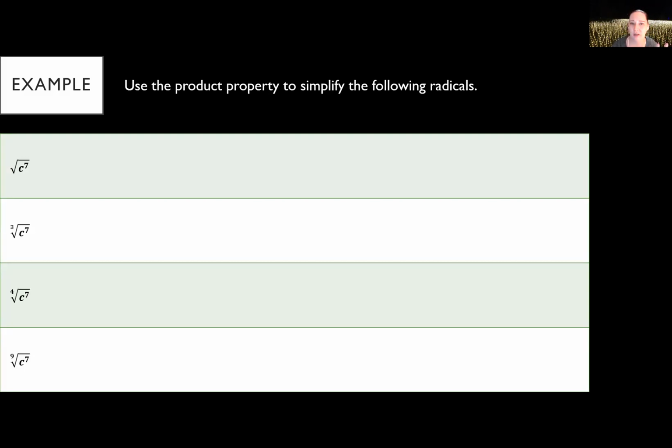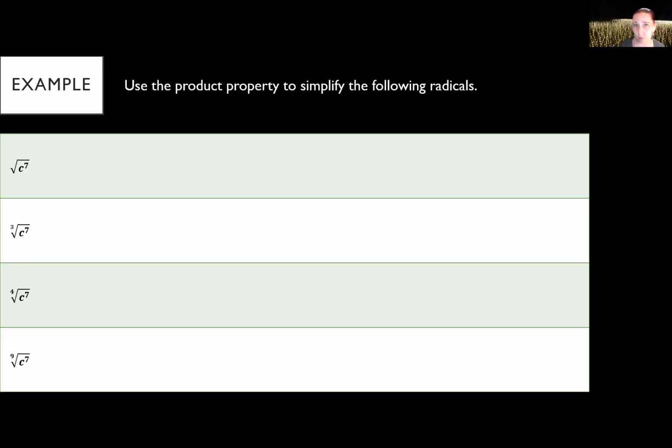We're going to use the product properties to show you how to simplify these, because we can't just take the exponent and divide it by the number on the outside, because these don't divide. We have c to the 7th. It can't be divided by 2 for the square root. It can't be divided by 3. It's not divisible by 4. It's not divisible by 9.